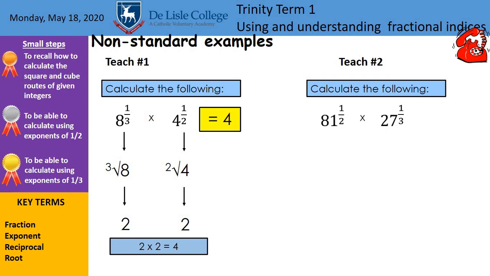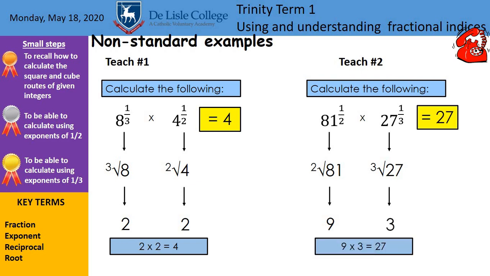Now we're going to do this one, 81 to the power of half and 27 to the power of a third, and we're going to multiply them. So 81 to the power of a half means what's the square root of 81? Well, it's 9, and 27 to the power of a third means what's the cube root of 27? It's 3, and 9 times 3 is 27. Please pause the video and copy down these examples.